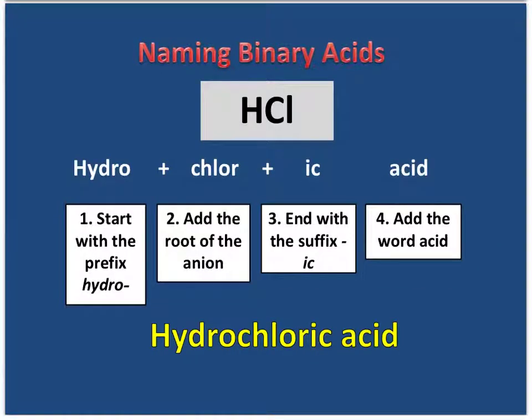Naming the binary acids. In naming binary acids, it's a simple four-step process. We start with the prefix hydro to represent our hydrogen present. Then we take the root of the anion, which is chlorine in this case. So we take off the INE, we get chlor. Then we add the suffix ic, then the word acid. So together, we put all these together and we get hydrochloric acid.